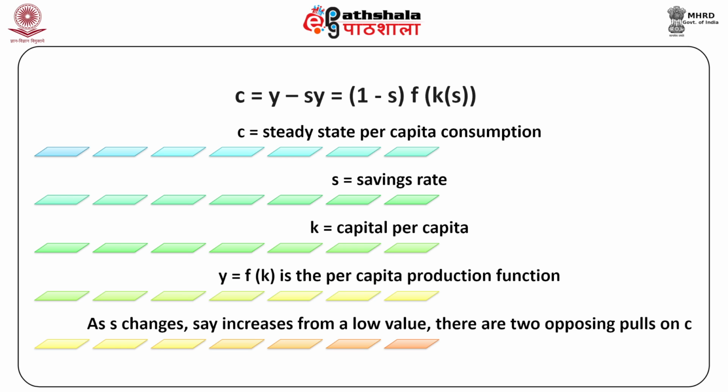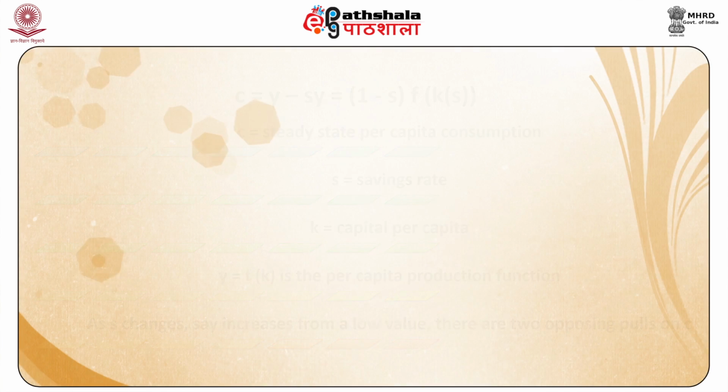Note that the steady state K is an increasing function of S. As S changes, say increases from a low value, there are two opposing pulls on C. 1 minus S falls, but f(K(S)) rises. At the golden rule value of S, the opposite forces are balanced and the product, which is C, is maximized.